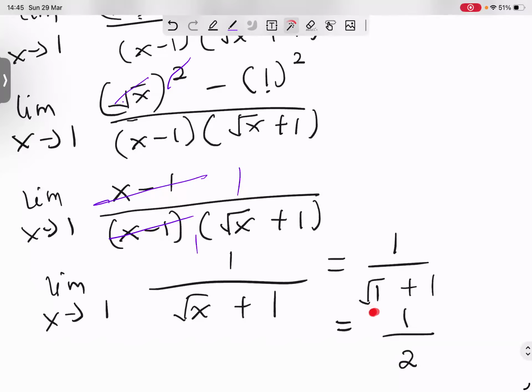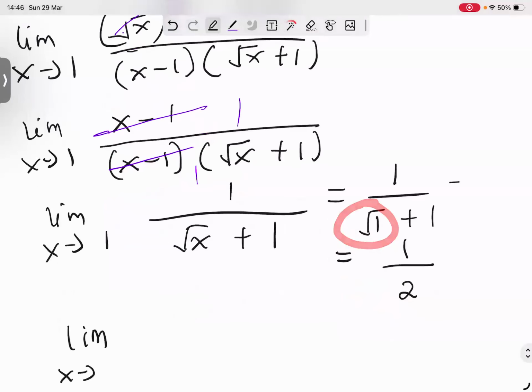It's 1. But then we cannot add the 1 plus the square root 1. You cannot add what? The square root 1 plus 1. Yeah, so you find the square root of 1. That will be 1. So here is 1 over square root of 1 is 1. Then I have my plus 1. 1 plus 1 is 2. So the denominator is 2. So I have 1 over 2.